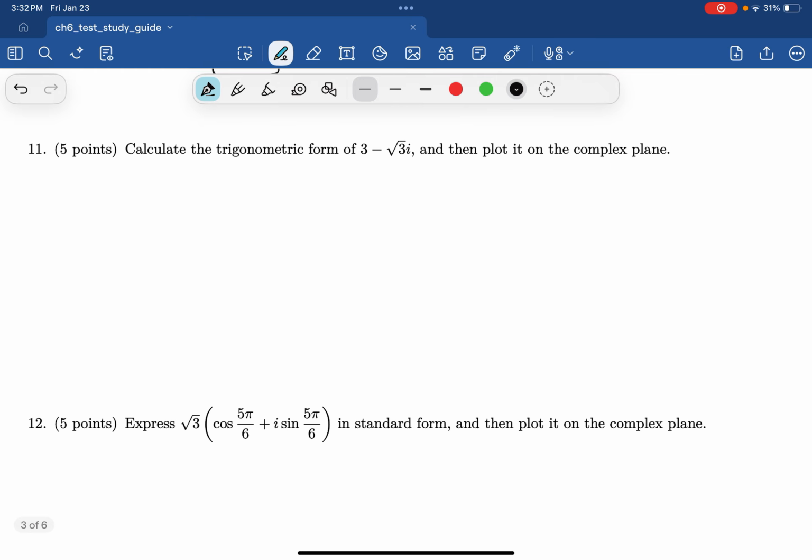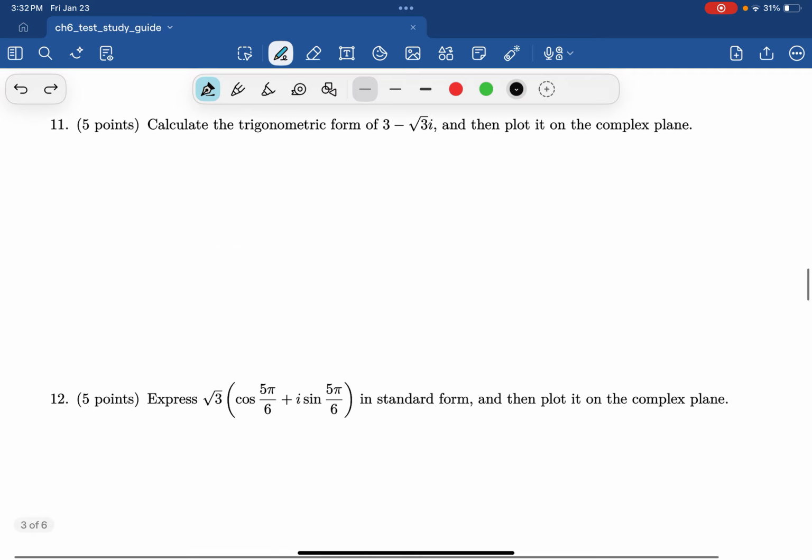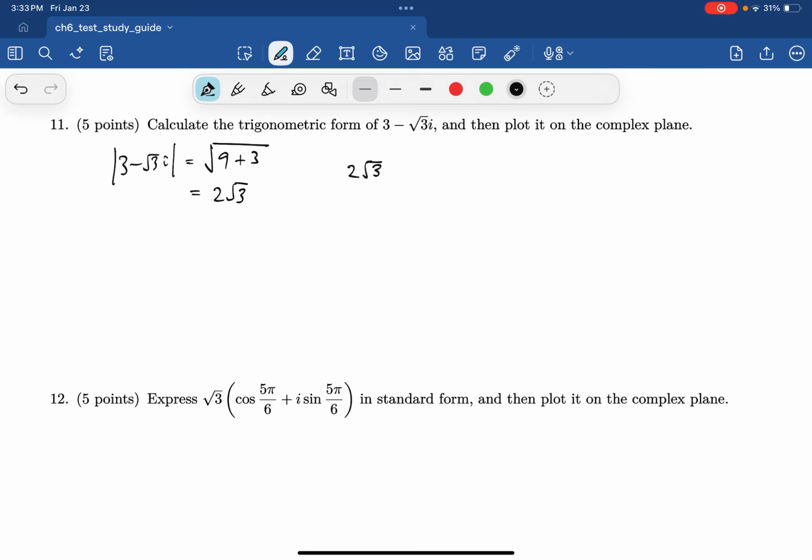Okay, let's calculate the trigonometric form of this complex number. That requires us to first find the magnitude and then factor it out, kind of. So the magnitude of this complex number is 3 squared plus root 3 squared. That's root 12, which is 2 root 3. All right, and then if we factor that out, we're going to get root 3 over 2 minus 1/2 i.